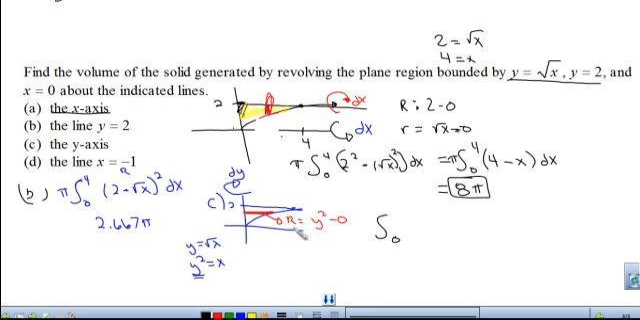The right minus the left. So instead of going from 0 to 4, I'm going to go from 0 to 2, because everything has to be in terms of y. So y squared, my radius squared, dy. And my volume is 2.667 pi. Don't forget that it was also pi.